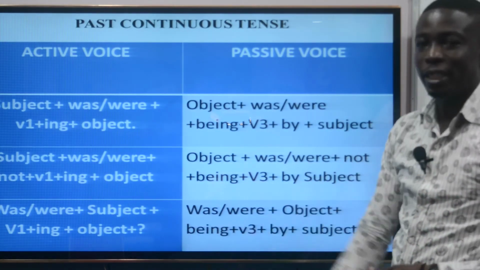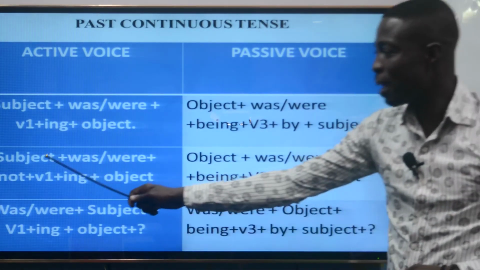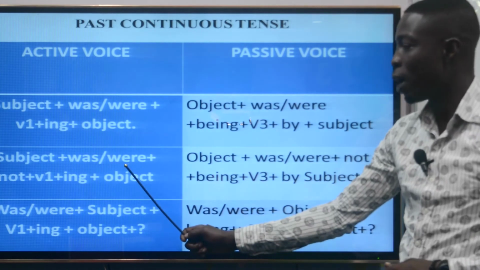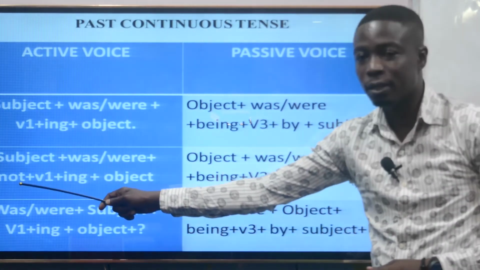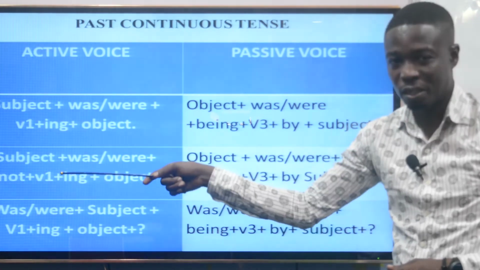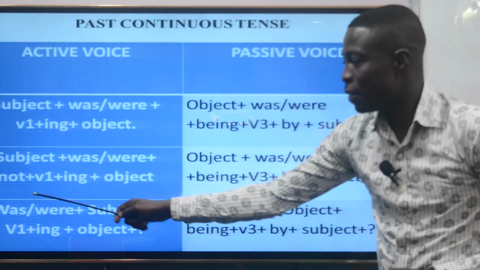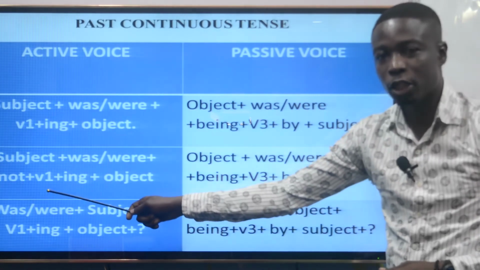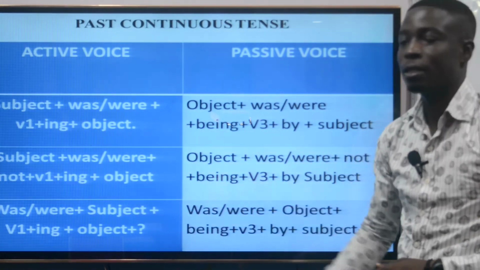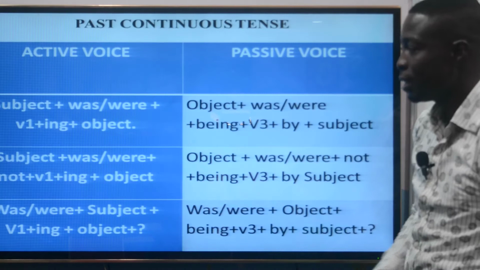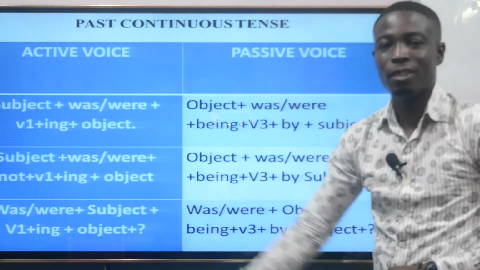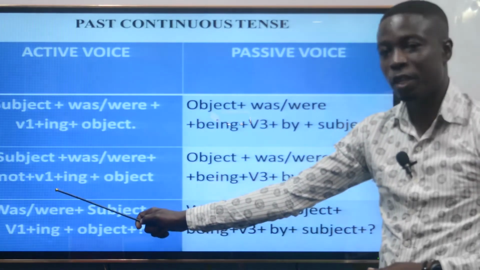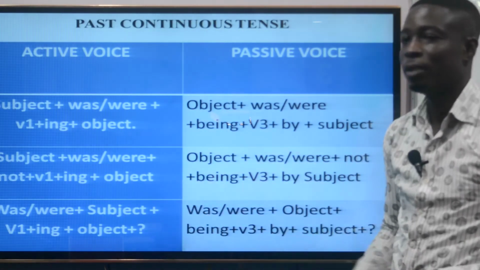Now to the negative statement, we have subject plus was or were plus not. Don't forget that not makes the statement negative. Plus the ing form of V1 plus object.